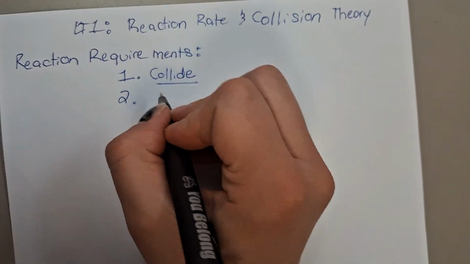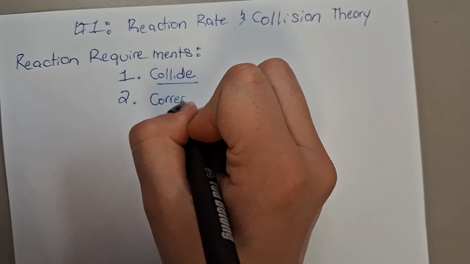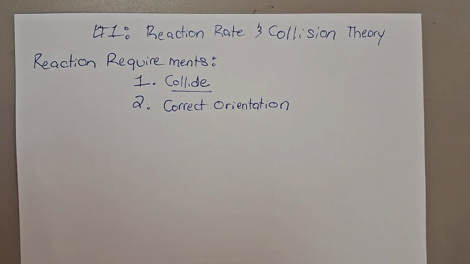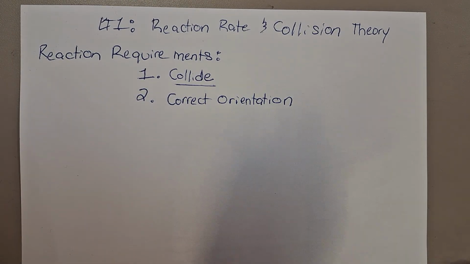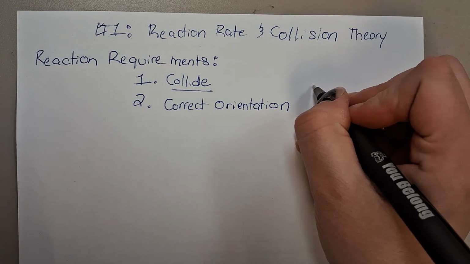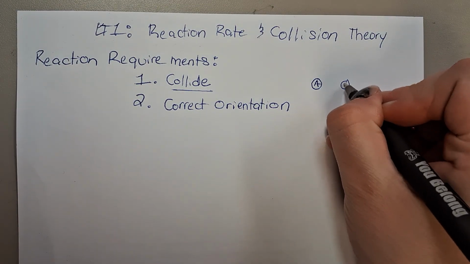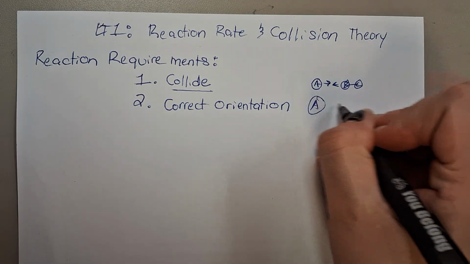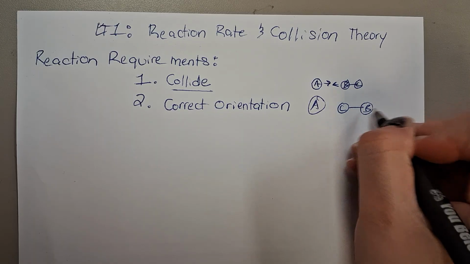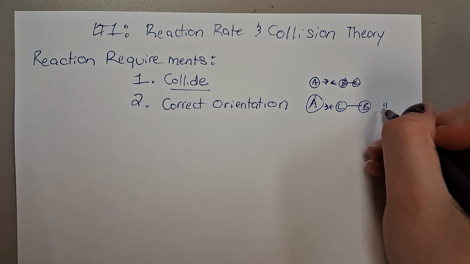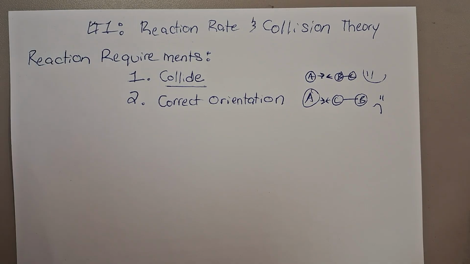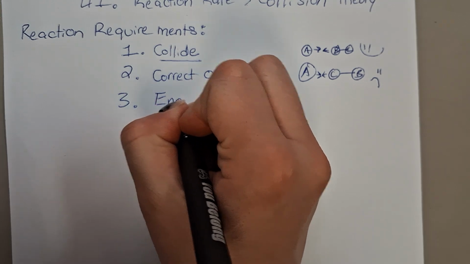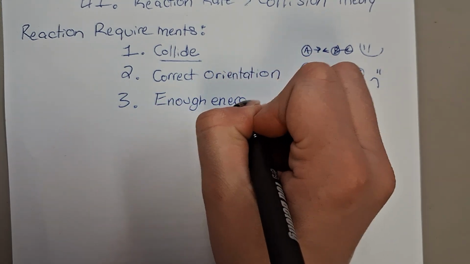Second thing they need to do is they need to not only collide, but they need to collide in the right orientation. They need to be in exactly the right setup for that collision to work. So if A wants to react with B, it needs to be facing that way. A cannot be running into C if it wants to react with B. That's not going to work. And third and last, it has to have enough energy to send it over the activation energy.